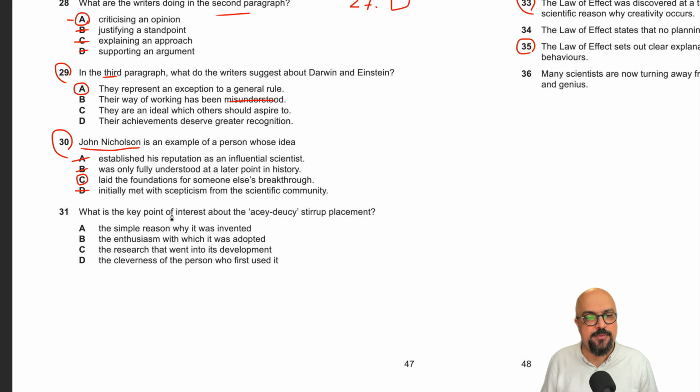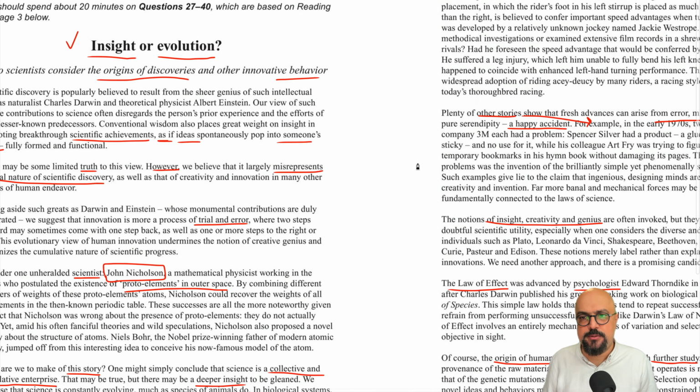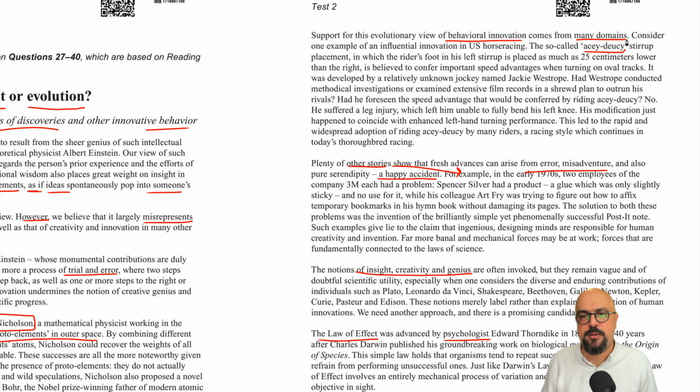So what is the key point of interest about the blah blah syrup placement? Key point about this? Now, where is that? Well, we didn't see that in the skimming process, so probably somewhere in the middle of some of the paragraphs. The key point of interest. Where is that word? Oh yeah, here. Okay, let's read this from here.